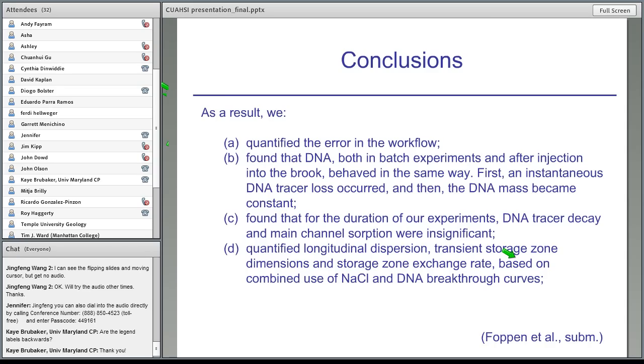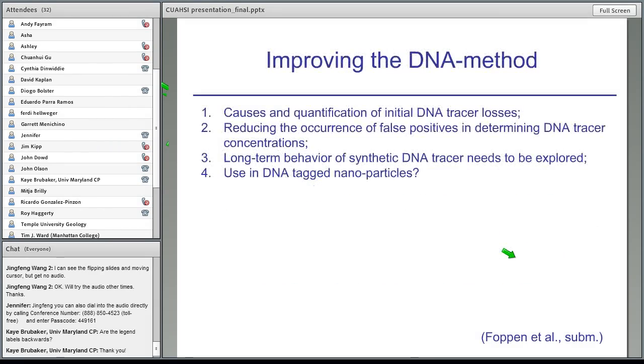Again, we found that for the duration of our experiment, the decay of DNA tracer, but also sorption, let's say main channel sorption, was insignificant. We were able to quantify longitudinal dispersion, transient storage zone dimensions, and storage zone exchange rate, based on the combined use of sodium chloride and DNA tracer, DNA breakthrough curves. We're not yet there. The method is quite nice, but not perfect, definitely not perfect.